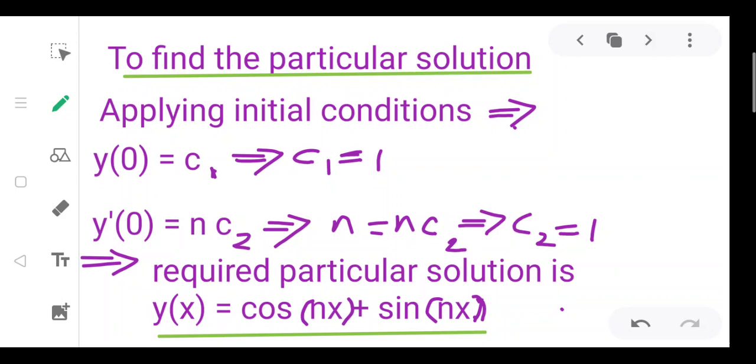So we got the values of c1 and c2, and substituting in the general solution, we will get the required particular solution as y of x equal to cos nx plus sin nx. Okay.